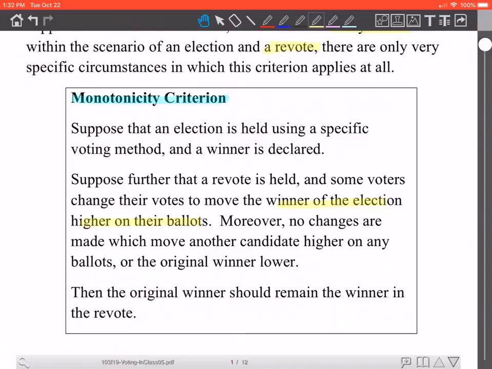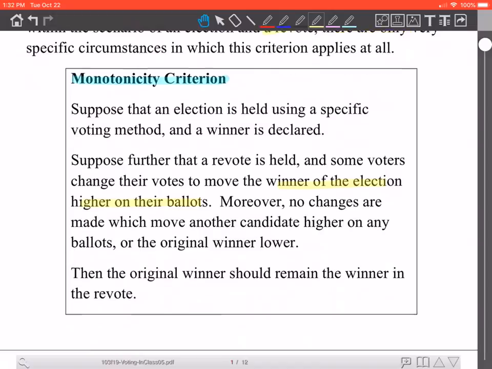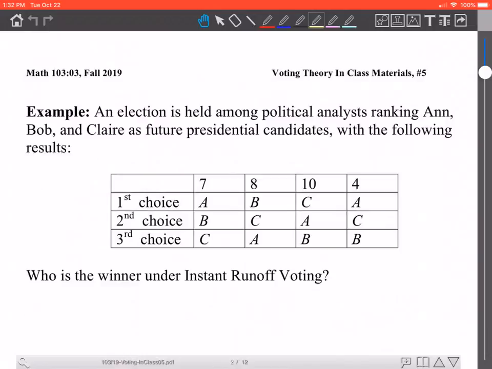So as always, we're going to do an example just to double check to see if we understand what the criterion is saying. Now again, the criterion can apply to any of our four voting methods, so I could be using plurality to find the winner, I could be using instant runoff, Borda count, or method of pairwise comparisons. In this example, we're going to use instant runoff. So we have three candidates, Anne, Bob, and Claire, A, B, and C for short. The results are as follows.